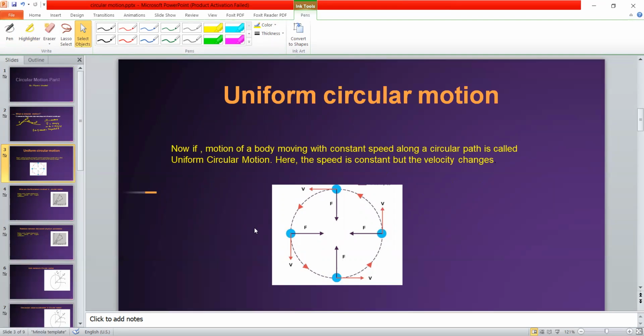Because if there is a change in velocity, we know from Newton's second law of motion that if del v is not equal to 0, this means there should be some acceleration. And if there is some acceleration, it implies there should be some force. So we'll be discussing what forces are needed to move a body in circular motion, and all these things as we progress. Let's move ahead. I think so far we have cleared.